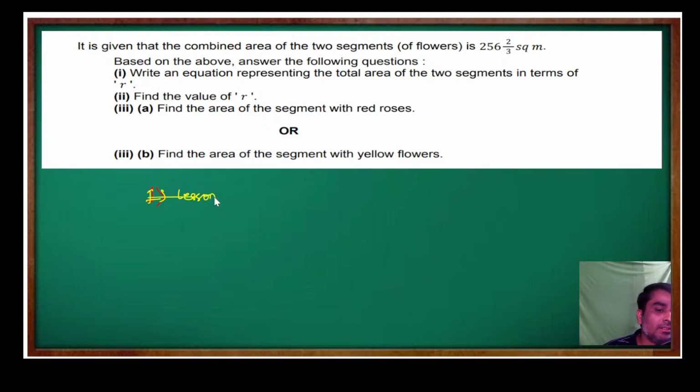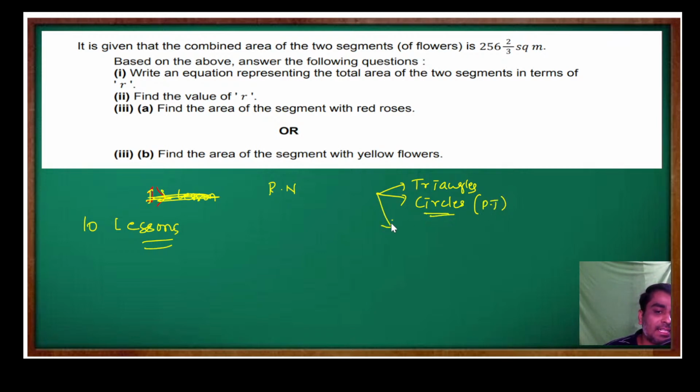Almost at least 10 lessons you might have prepared already. Say for example, real numbers, linear equations, all these. The 4 lessons you should focus more on are triangles, circles. Circles is those proving questions. Prove that, show that, such questions. Other than that, nothing is there.